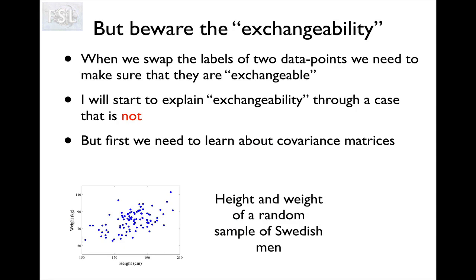But before we go into that, we need to learn about covariance matrices. So you see a graph here, and it's just the height and weight. It's a random sample of Swedish men. I've taken the height and weight of them, and we can see that we have some dispersion, some uncertainty in height. We have some dispersion in weight, and there seems to be some sort of correlation between them, which isn't surprising. Taller men tend to be heavier, and this is an example of a bivariate distribution.